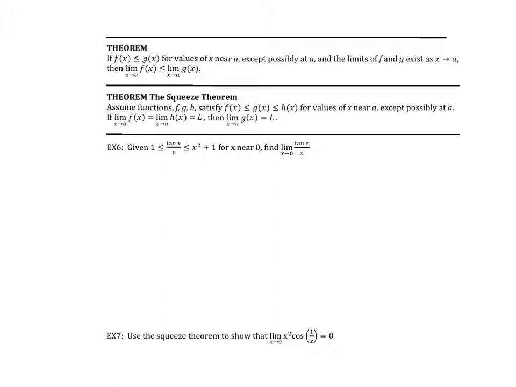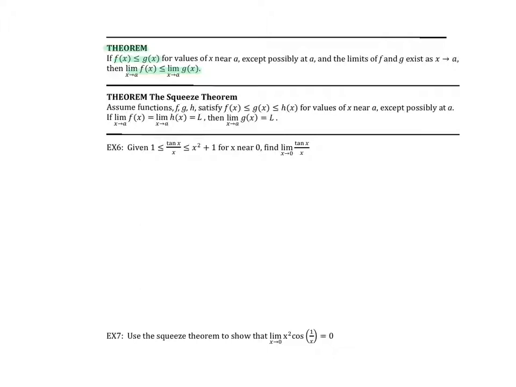The last thing we're going to look at in this section is what happens if you can't do algebra, or if coming in from the right and left really doesn't work. So first we're going to look at this preliminary theorem that is really simple. It says if one function is less than or equal to another function, then their limits will have that same property. So if f is less than or equal to g, then the limit of f is going to be less than or equal to the limit of g.